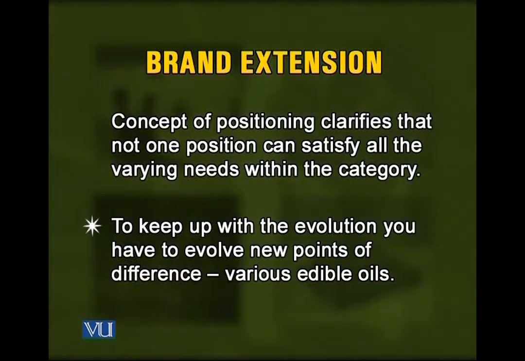So in other words, you have to keep up with the evolution, and to keep pace with that, you have to keep on evolving points of difference. To give you an example, you have different kinds of edible oils, and they really have points of difference. Some people use soybean, some people use canola, some people use olive oil. And then you see there is an offering which is everything rolled into one, and that's what you call the vegetable oil. And that's a mix of so many different vegetables.